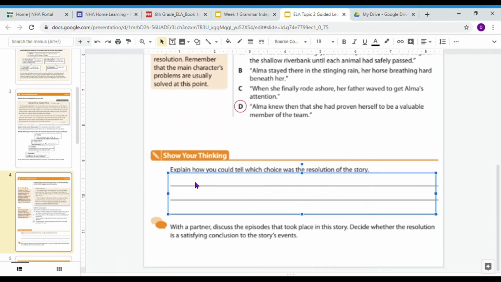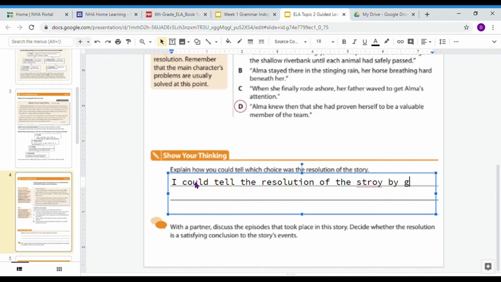And so that's kind of what we're going to explain right here. It says, explain how you could tell which choice was the resolution of the story. So we need to explain how you could tell. I could tell the resolution of the story by going back to my exposition and determining the conflict or problem.